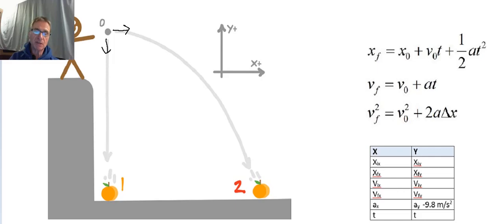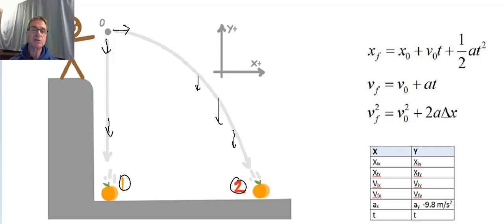I might get a variety of answers. Some might say peach number 2. Some might say peach number 1. Some might say they're going to both hit the ground at the same time. Well, if I asked you what causes each peach to travel in the downward direction, because they both definitely have downward components to their velocity, this one does, and this one certainly does. What is it that's going to cause the peaches to go in a downward direction?